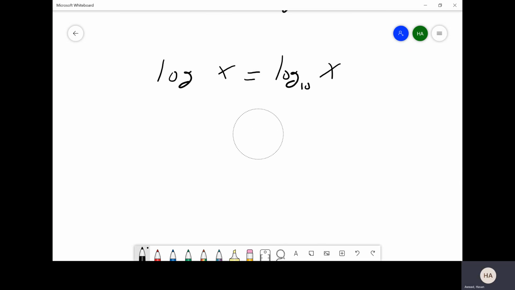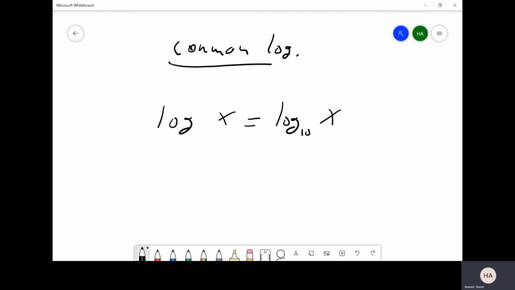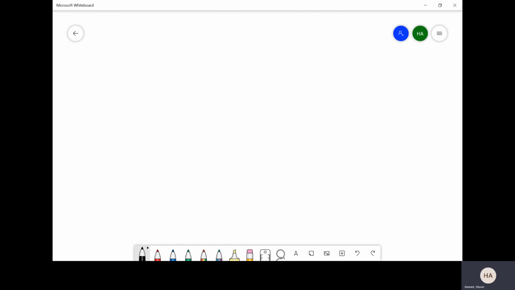Okay, so in mathematics, it's definitely not uncommon for things to just be assumed to be something if we omit that information, and this is just one of those things. Again, common logarithm, the space here would just indicate that your base is a 10. Okay, all right, so natural log. What is a natural log?